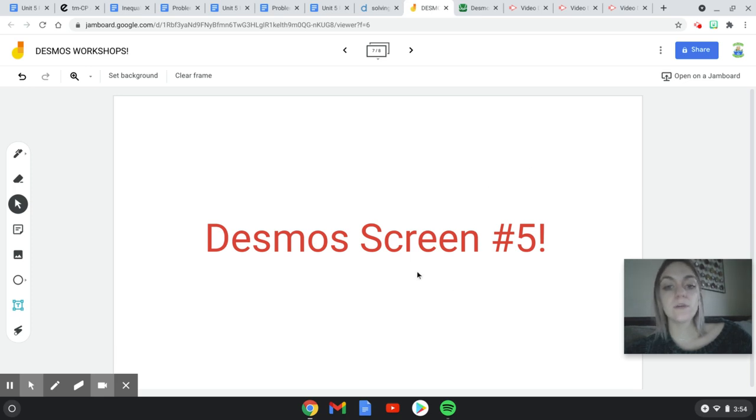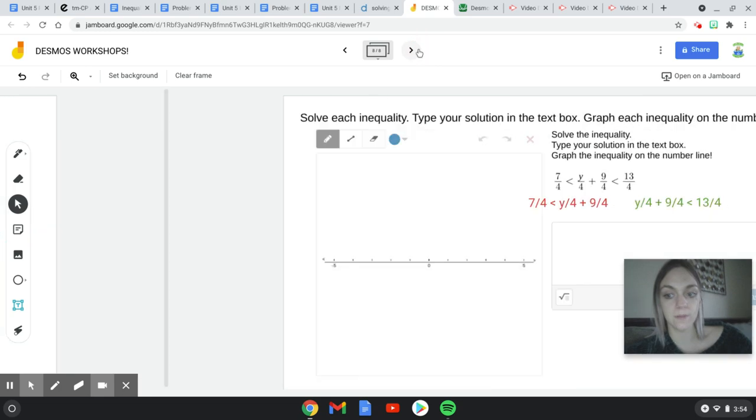All right, so if you have tried solving Screen 5 on your own, meaning you tried working through the problem and you used your notes, but you're stuck, this is where you need to be. If you've not tried it on your own yet, pause this video, get your notes out, and try to solve the problem on your own.